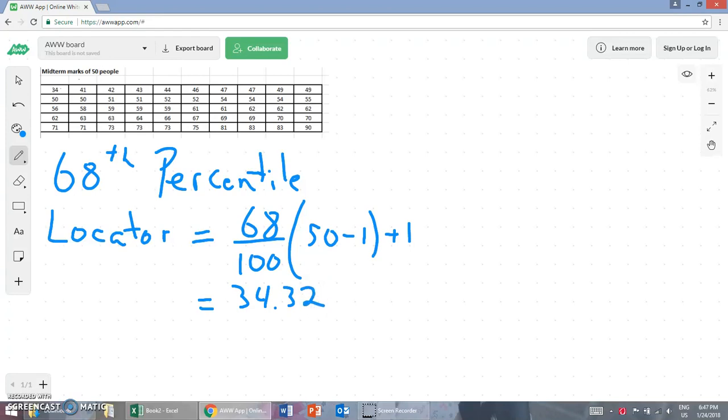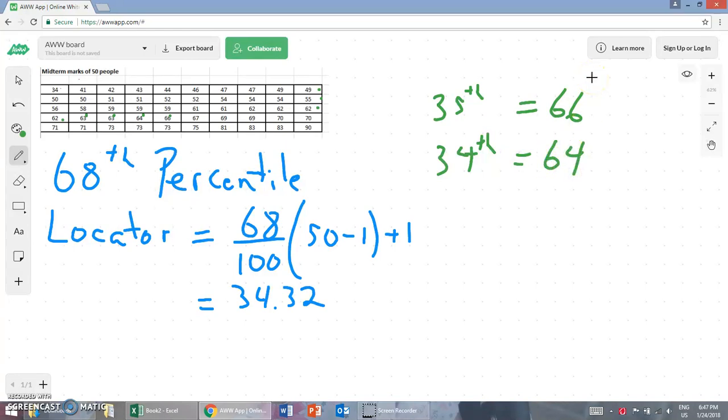So somewhere around that 34th position lies our 68th percentile. Slightly above the 34th position, just underneath that 35th position, is where our percentile is going to be. So let's take a look at what value lies in the 35th and 34th position. In our data set, each row has 10 pieces of data. So there's 30, 1, 2, 3, 4, and 5. Our 35th value equals 66. Our 34th value equals 64.